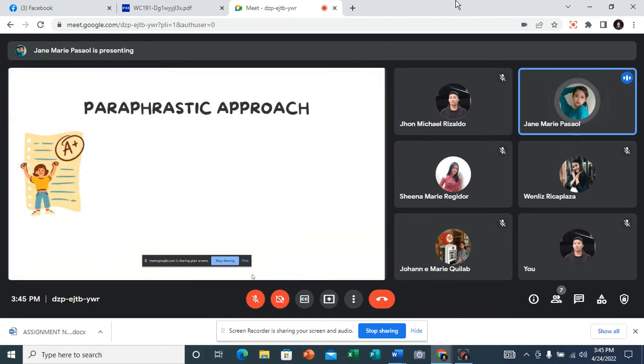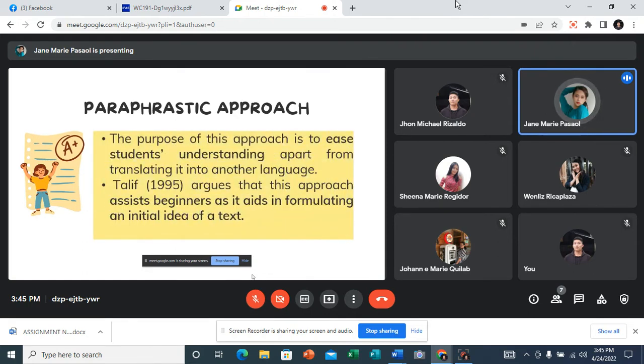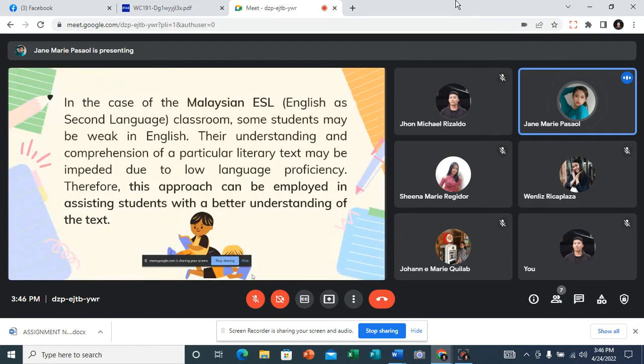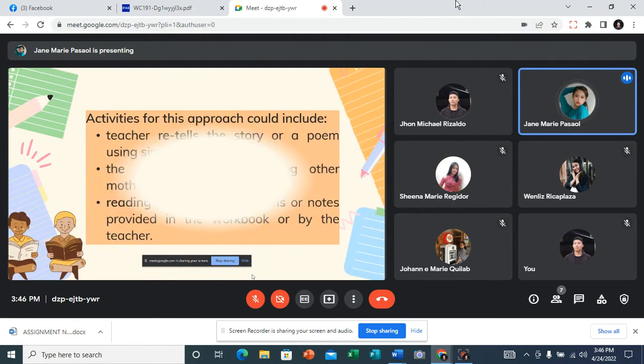Now, what's the purpose of the paraphrastic approach? It is used to ease students' understanding of the text such that complicated terms are simplified. According to Talif 1995, it also aids in giving our students an initial idea of the text. What's on your screen now is the related literature in which this approach was applied, whereby Malaysian students who are not good at understanding the second language could utilize the paraphrastic approach to better comprehend the text. So that's the end of my discussion.